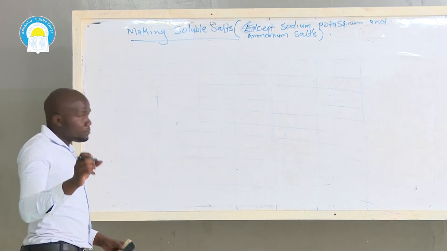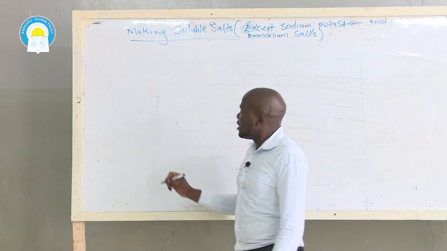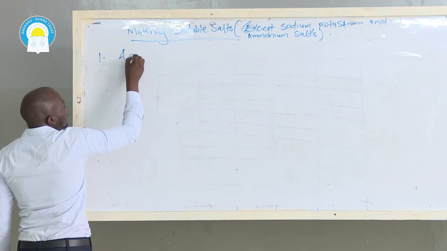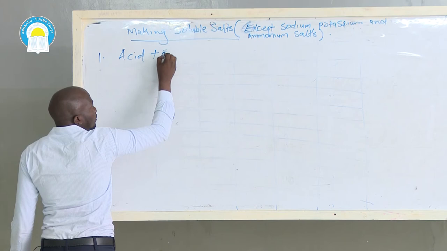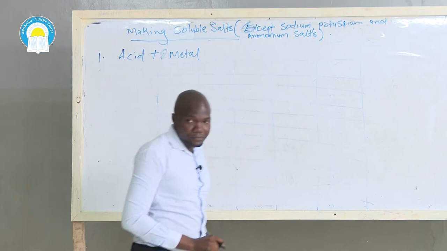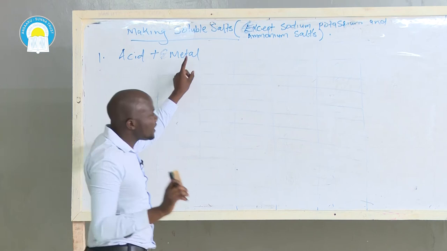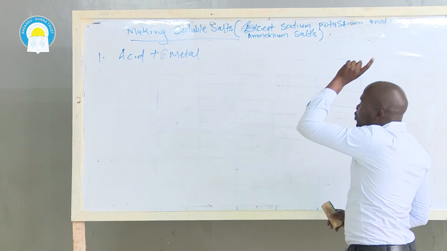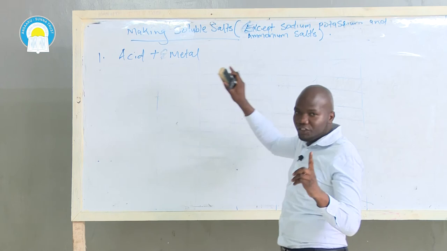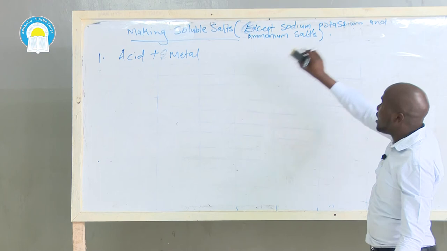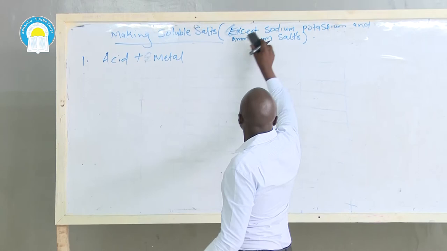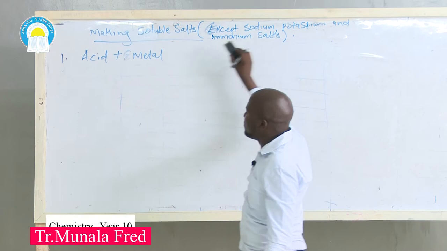The first method that we can use in preparing soluble salt is this one. A situation where I react an acid directly with a metal. We all know this. When we react an acid with a metal, except you will not react sodium, potassium, and ammonium. Sodium and potassium react with an acid explosively, so we don't react them. That is why we have except sodium, potassium, and ammonium salt. We don't prepare them using these methods that I'm mentioning here.